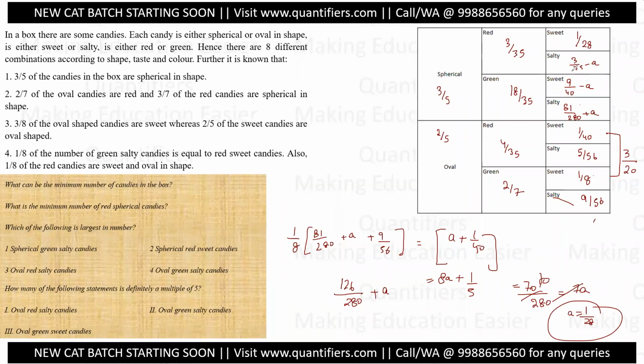All right. Salty would be 3 by 35 minus 1 by 28. So LCM is 180, 35 is 24, 10, 14, 14 by this, 1 by 20. Yeah, 1 by 20, 14 by 20, 1 by 20. Right.